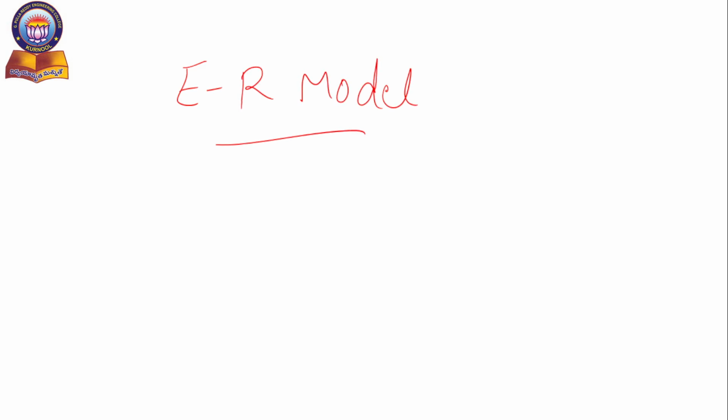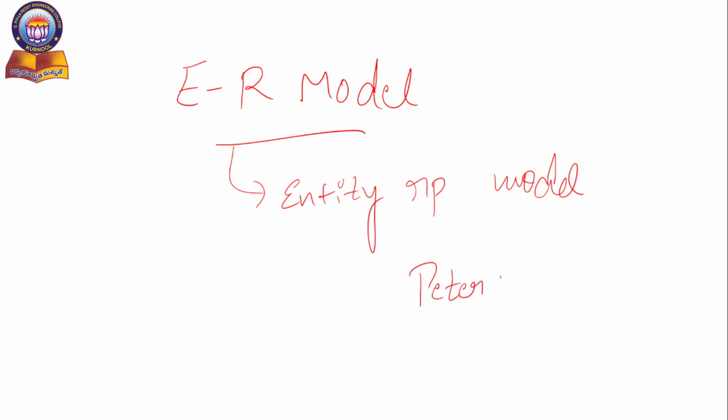What is meant by the ER model? ER stands for Entity Relationship model. This ER model was introduced by Peter Chen in 1976. The ER model is a visual representation of data that describes how the data is related to each other.